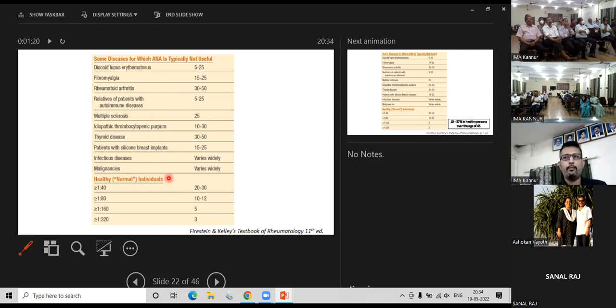Another thing is that in normal, even healthy individuals, 20 to 30% may be positive if you take the ANA titer at more than 1:40.